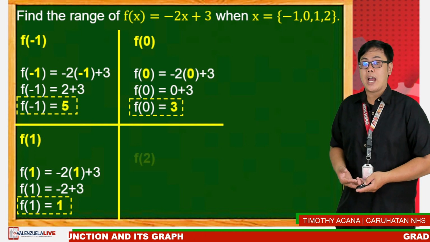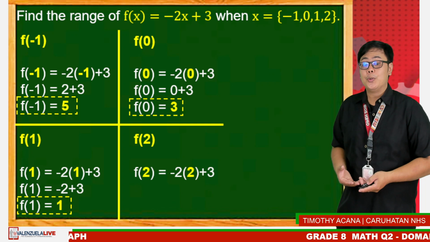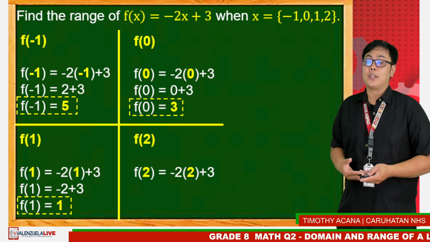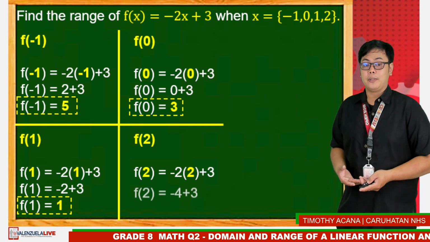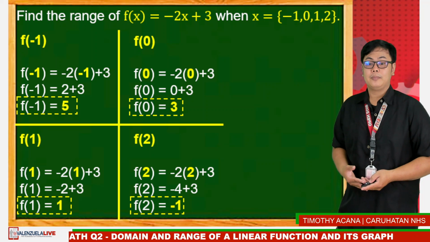And lastly, we have f of 2. F of 2 is equal to negative 2 times 2 plus 3. Negative 2 times 2 is equal to negative 4, and negative 4 plus 3 is equal to negative 1. Therefore, f of 2 is equal to negative 1.